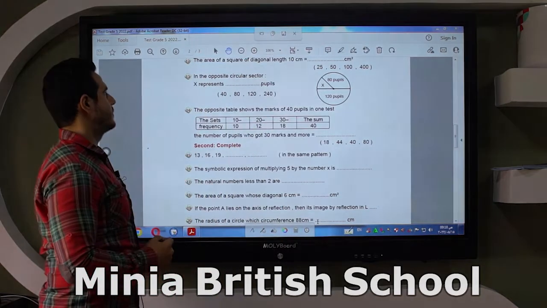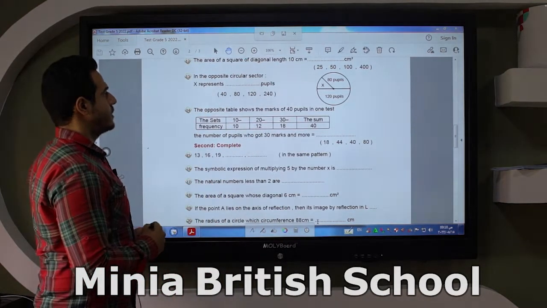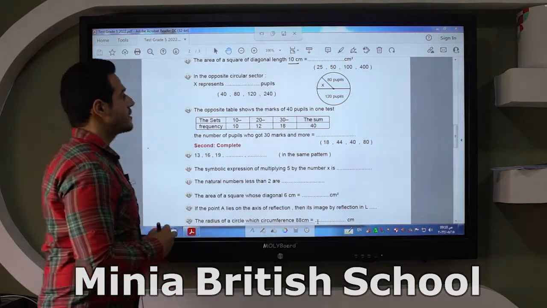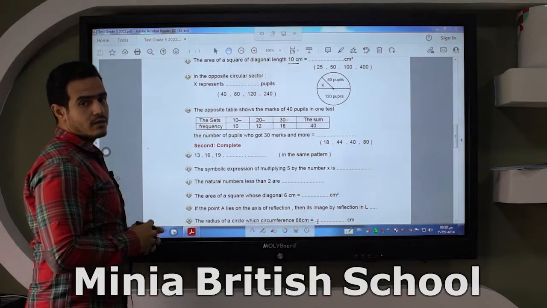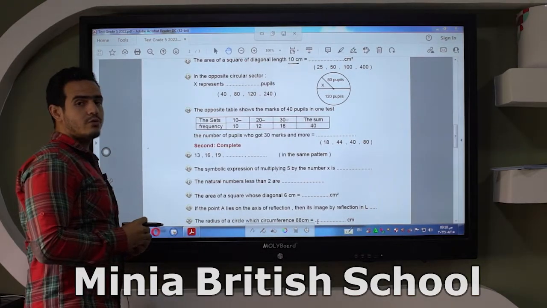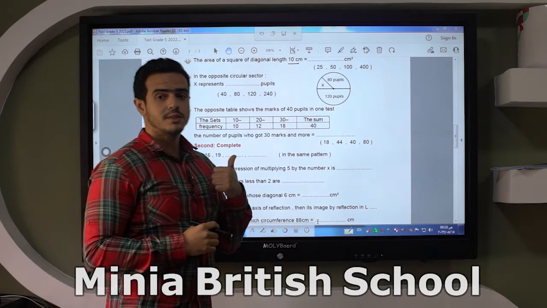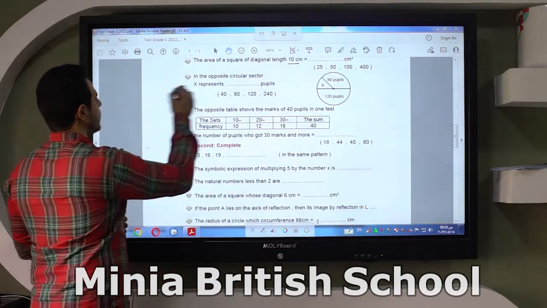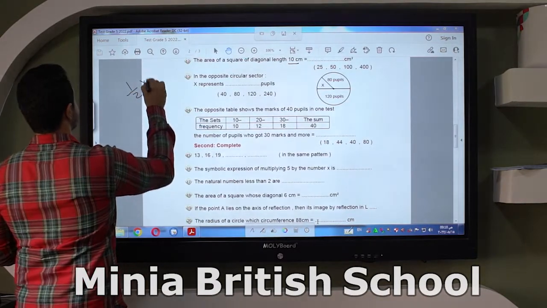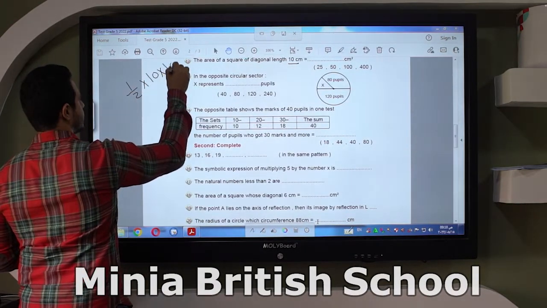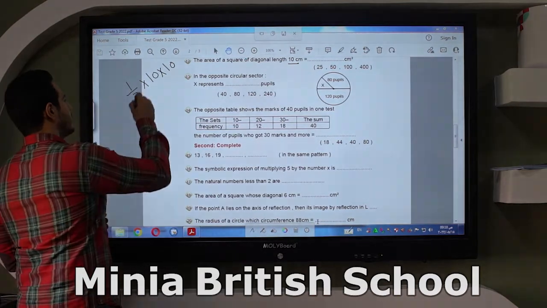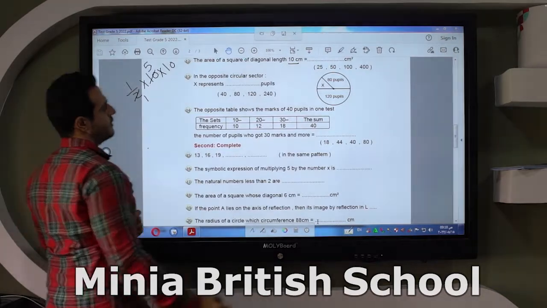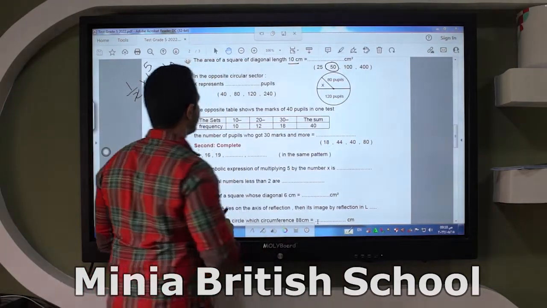Okay, number 12. The area of a square whose diagonal length is 10 centimeters. So the area equals what? We have two rules for the area of a square: side length times itself, or half times diagonal times diagonal. So half times 10 times 10. Okay, 10 divided by 2 equals 5. 5 times 10 equals 50.